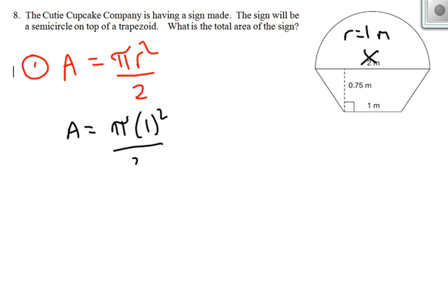So let's do this math. Pi r squared divided by 2. That's going to give me about 1.57 meters squared. And now let's talk about the trapezoid.